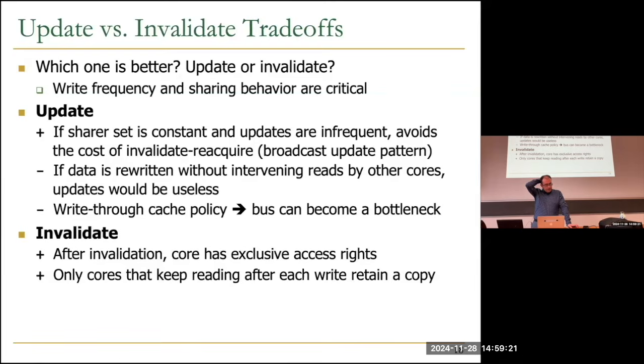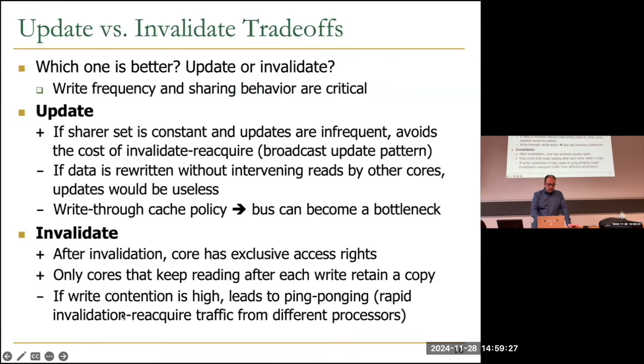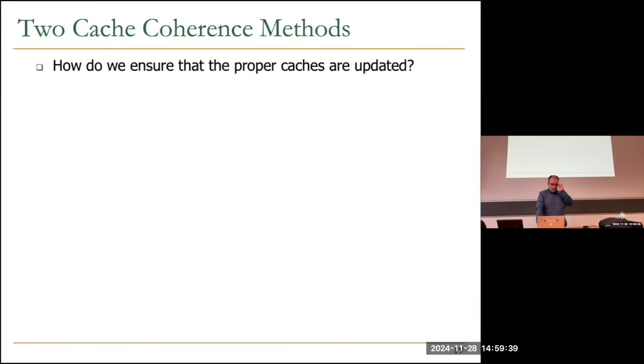And only cores that keep reading after each write retain a copy, which again is important. But if write contention is high, it can lead to ping-ponging, rapid invalidation, and require traffic from different processors. Makes sense, right? So there are two cache coherence methods, essentially.